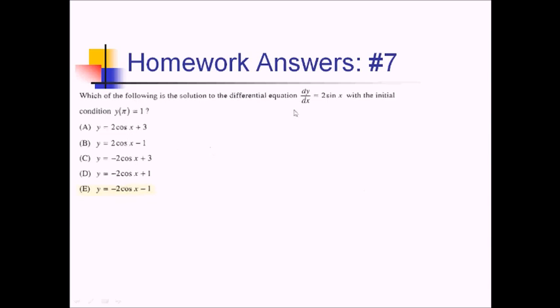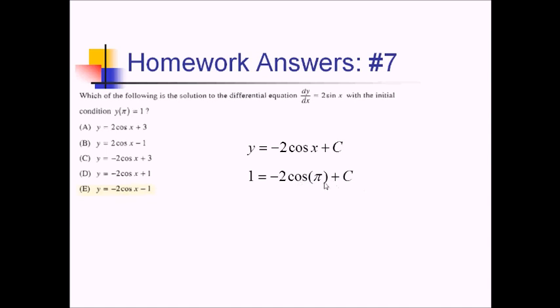Another way to do it is to actually do the differential dance here. Start with the antiderivative of 2 sine of x, which is y equals negative 2 cosine of x plus c. And then we can plug in our initial condition to find the missing c value. So we have a y value of 1, and then we'll do negative 2 cosine of pi. That's the x value we're plugging in.